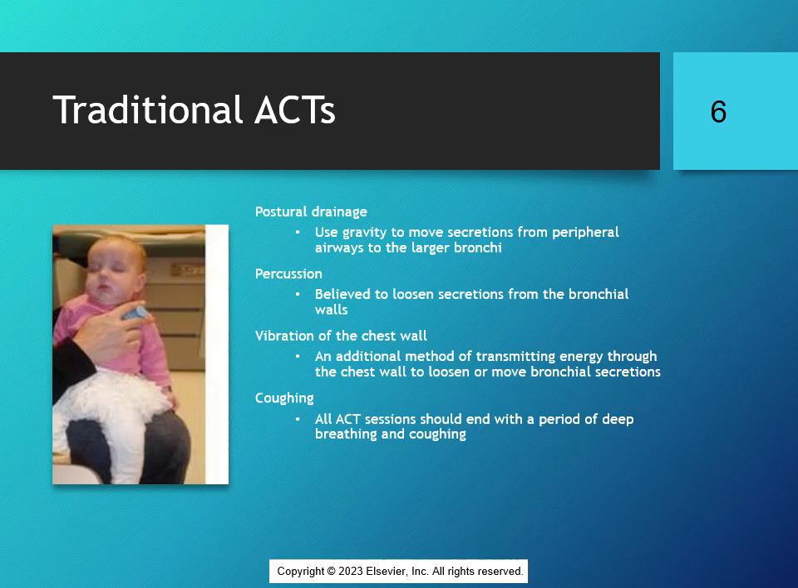It can be used in combination with percussion. Percussion is believed to loosen secretions from the bronchial walls. Percussion is, while the patient is in those various drainage positions, the respiratory therapist percusses the chest wall using either a cupped hand or a soft cup device that you see pictured here with this infant.